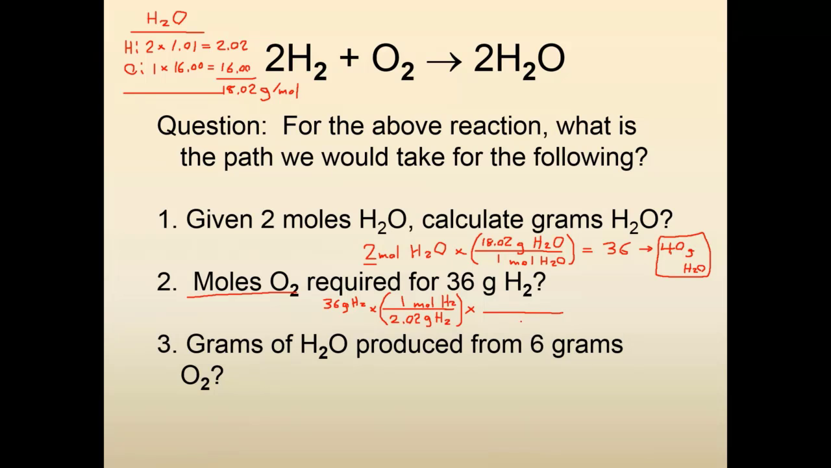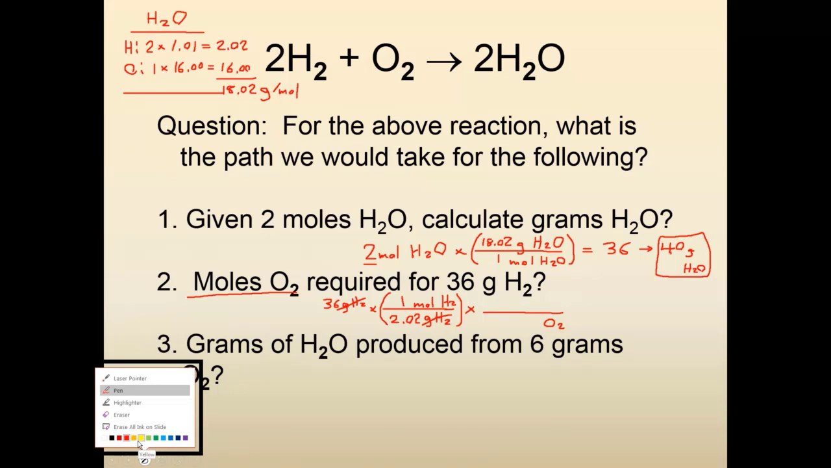So what unit goes on the bottom of the next conversion factor? Not the grams of H2, because the grams of H2 is already canceled out. If I put grams on the bottom, that's just going to introduce a new thing that I have to cancel. And if I put O2 on the bottom, is that going to cancel out the H2? No.